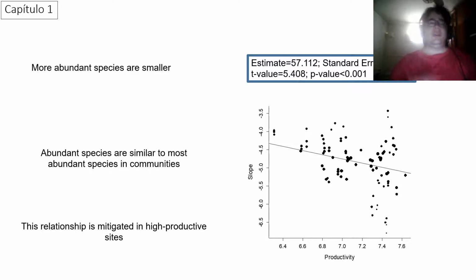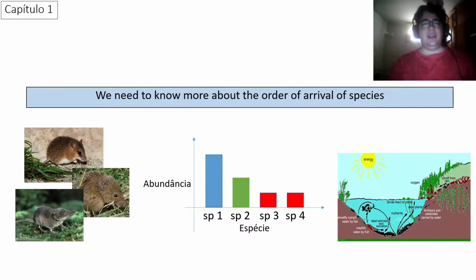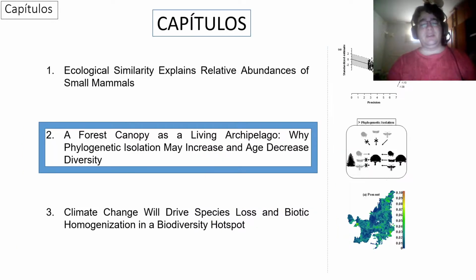So we have lots of specialist species working all together, so there is not a skewed relationship. And then we need to know more about the order of arrival of species and the importance of that.